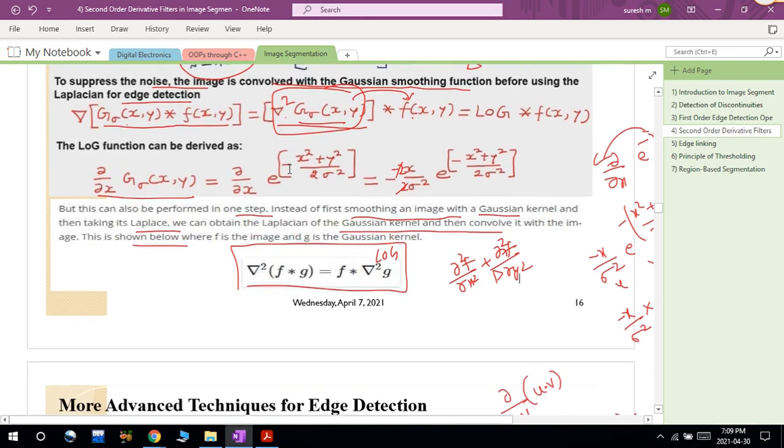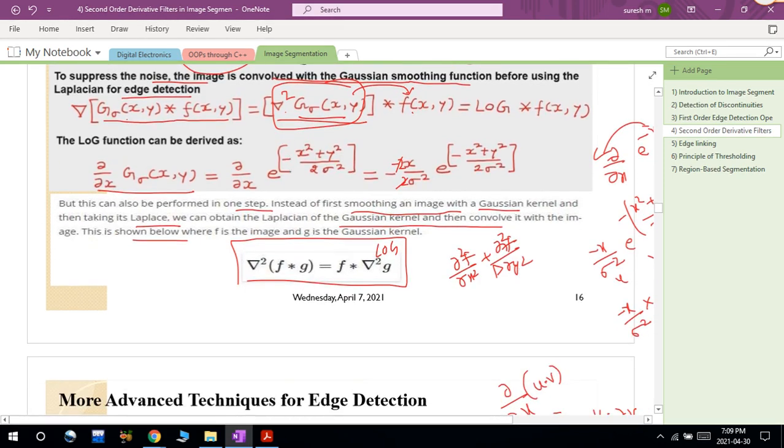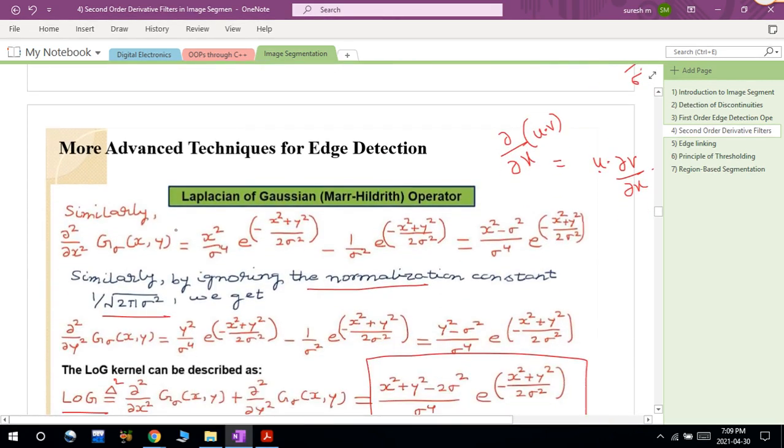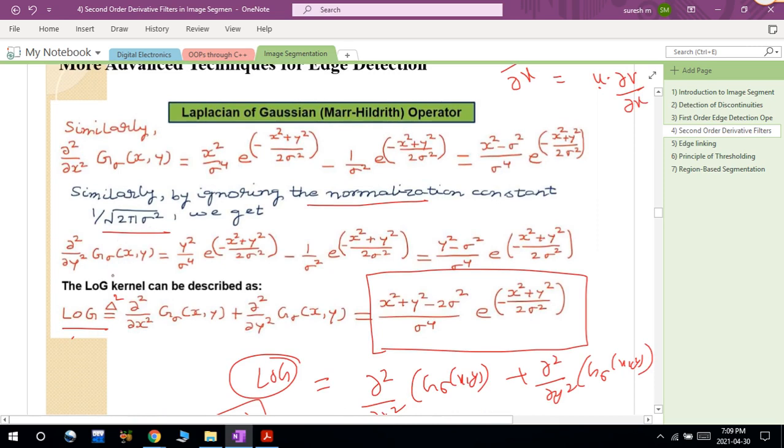I will find the derivative ∂/∂x with respect to x and with respect to y. After finding that, I will find ∂²f/∂x², that is the second order derivative, also with respect to x and with respect to y. Later I will find the LOG operator.